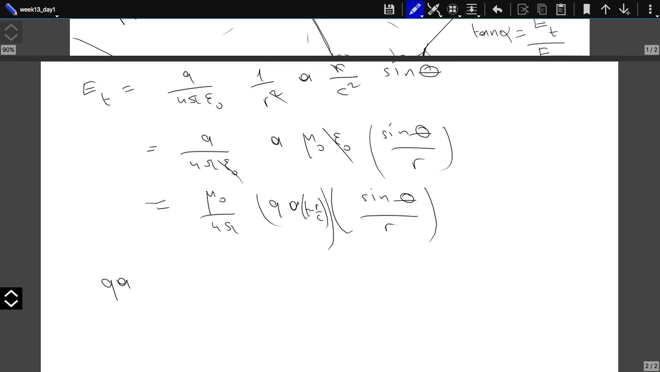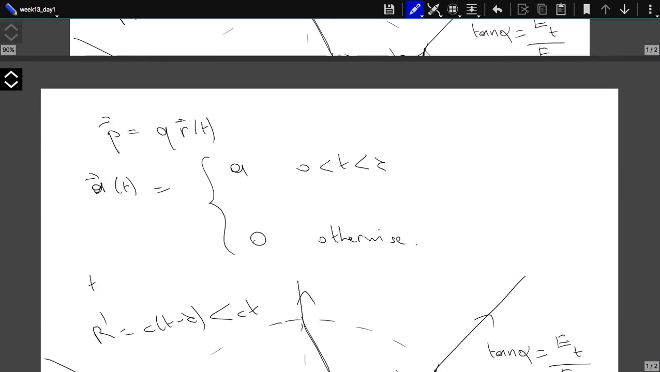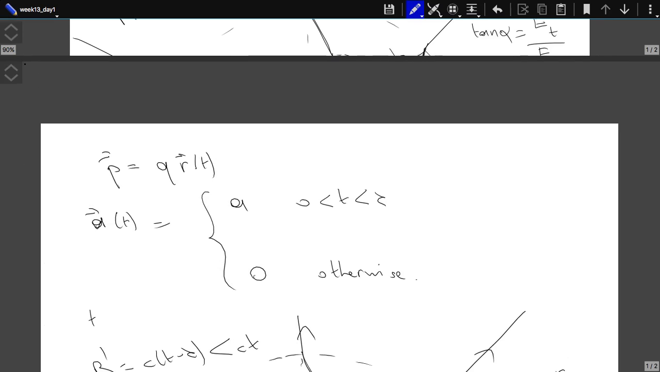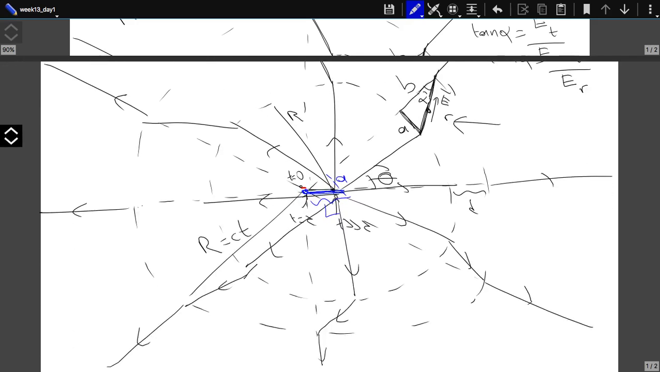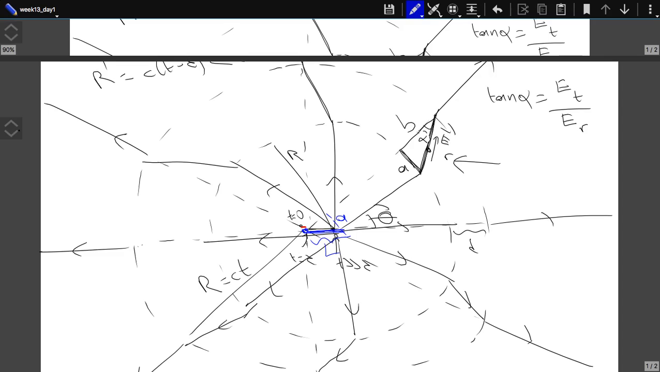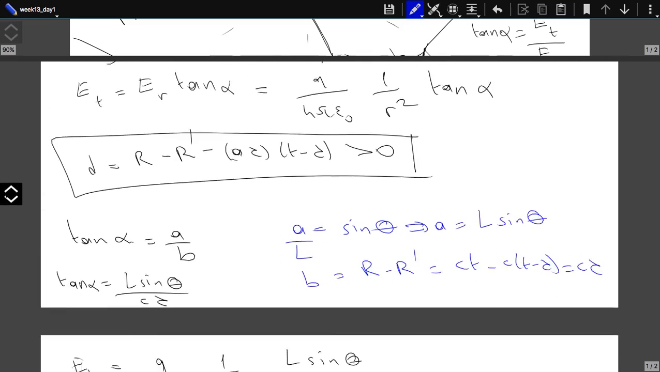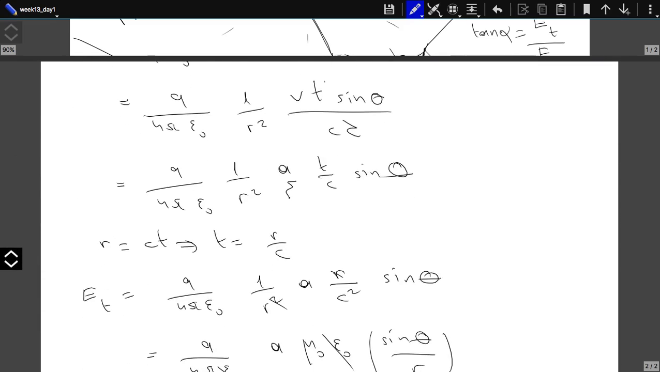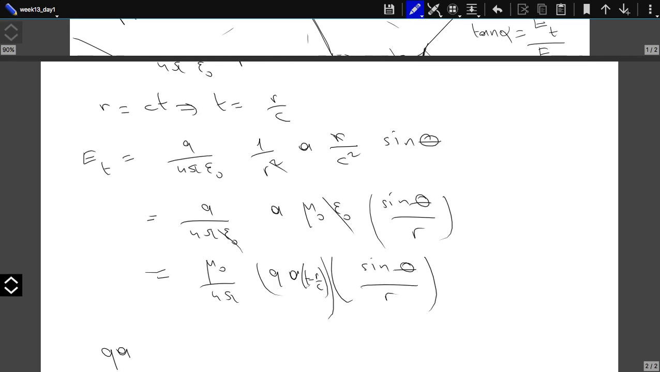Retarded time. Basically, you see what happens over here. I'm looking at the acceleration at the time 0. A is the acceleration of the object at the time 0, or between 0 and tau. And now I'm looking at the electric field at a later time t. So that A over there, that appears over here, is not A at the time t, it is A at the time 0. And 0 is nothing but t minus r over c.